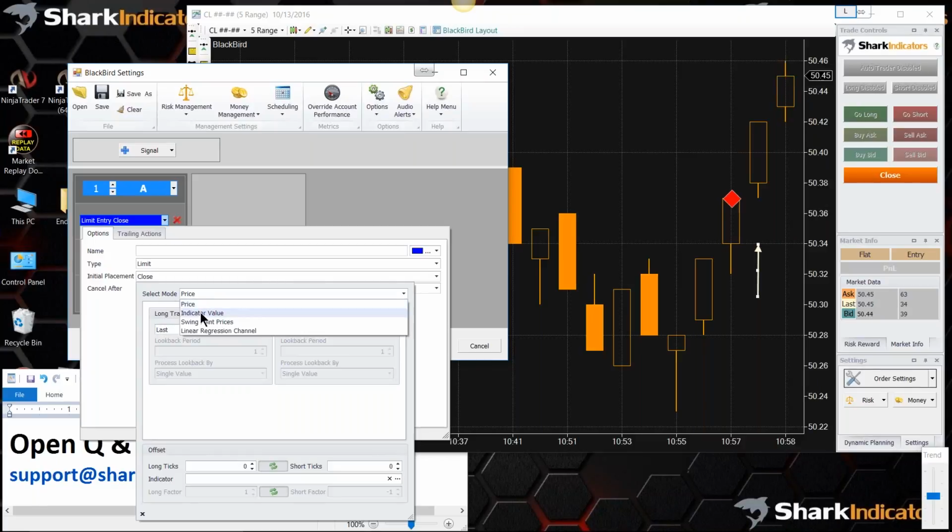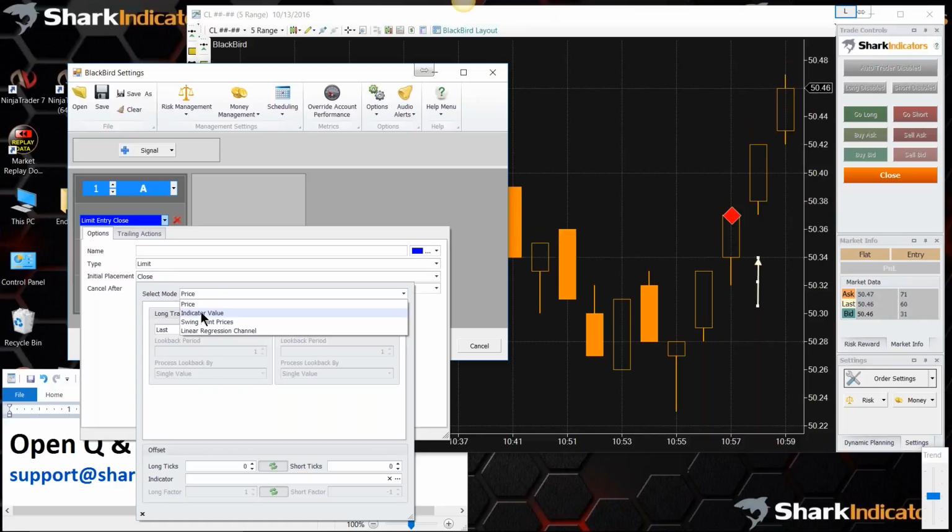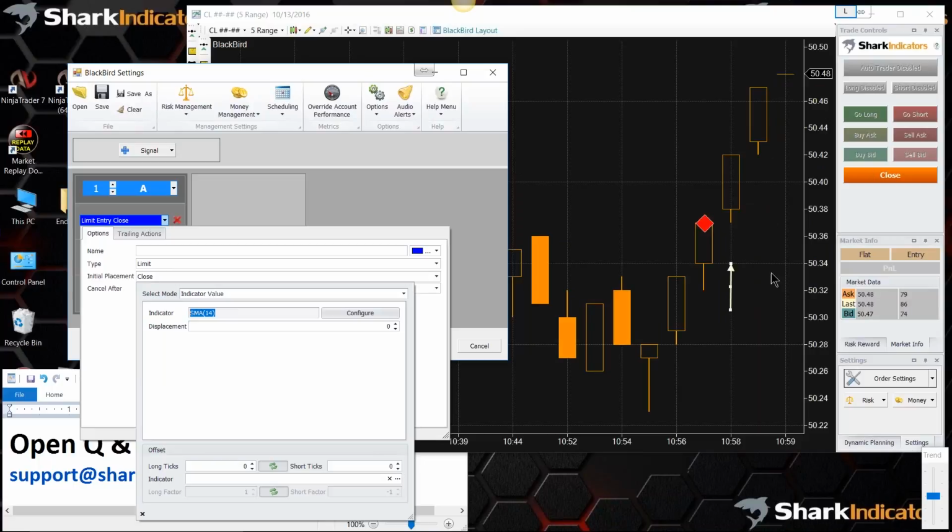So there's prices that you could use if you have an indicator, so maybe you have a third-party custom indicator that will tell you what your limit price should be that you should enter at. You could use an indicator value, something like that, or maybe you want to use a moving average and wait for price to pull back and hit your moving average. You could do that as well.